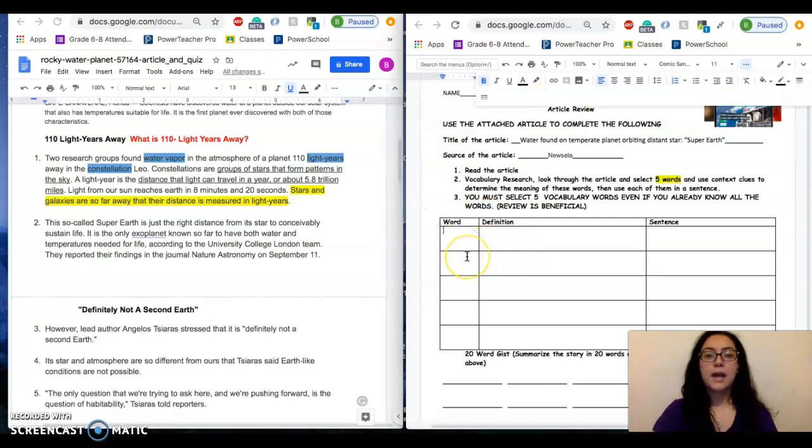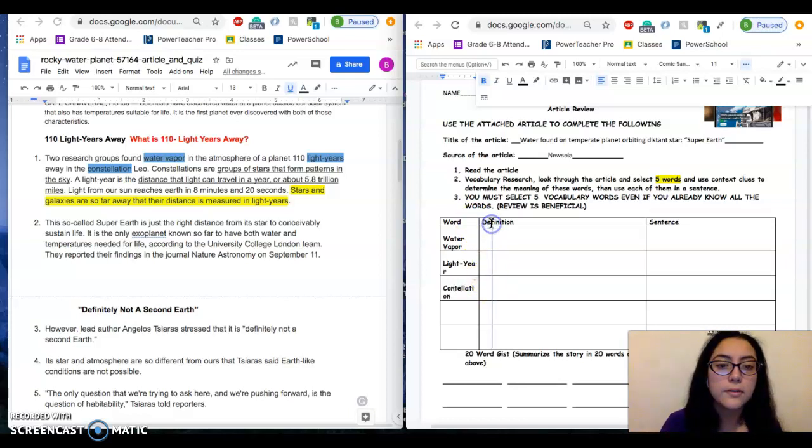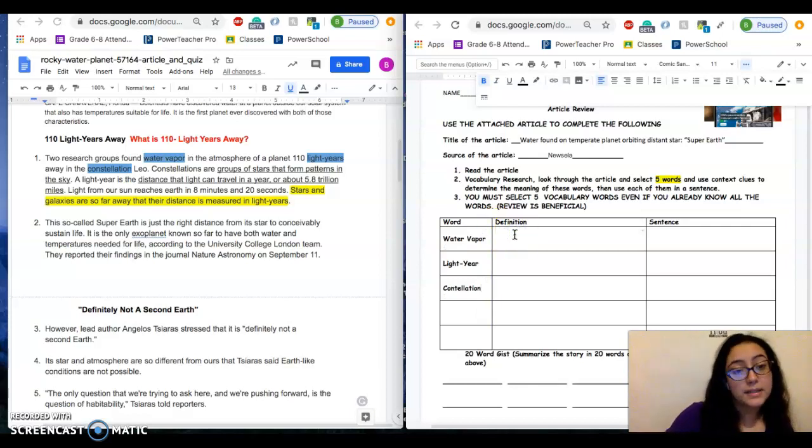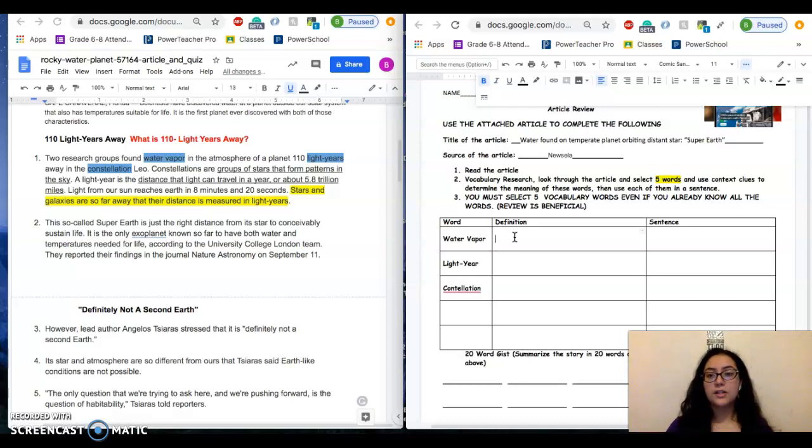So right off the bat, which word did you choose? I have water vapor, I have light year, and I have constellation. Alright, I'm just going to move it over to make it prettier. I said pretty. Okay, so definition. Lucky for me. Well, actually not so lucky because we don't have one for water vapor. For water vapor, if you remember from yesterday's lesson, we went over it.